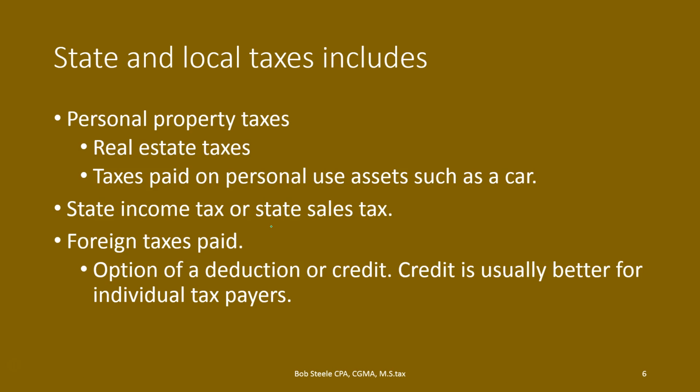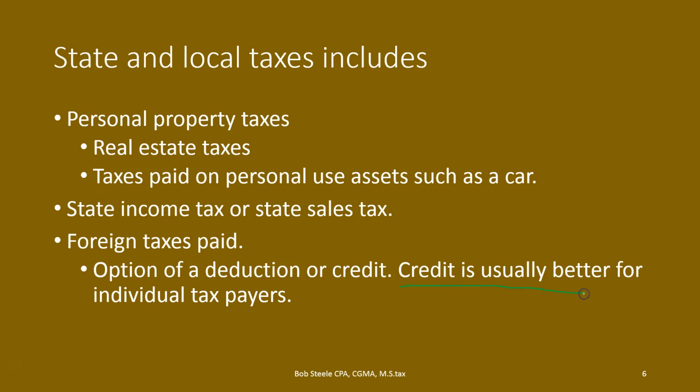And then we have foreign taxes. So, option of a deduction or credit. Credit is usually better for individual taxpayers. So if we have foreign countries, we usually have a trade agreement or a tax agreement with many foreign countries that would allow us to work out the tax situation. So if we're required to pay taxes to a foreign country, then we can either take a deduction for the taxes we paid, or we can take a credit. Now, obviously, we want to take the larger of the two, the bigger benefit, the one that saves us the most tax dollars. Usually that's going to be the credit.